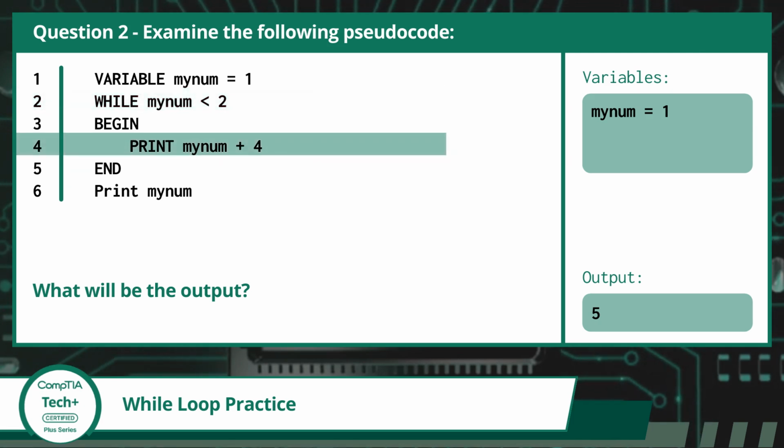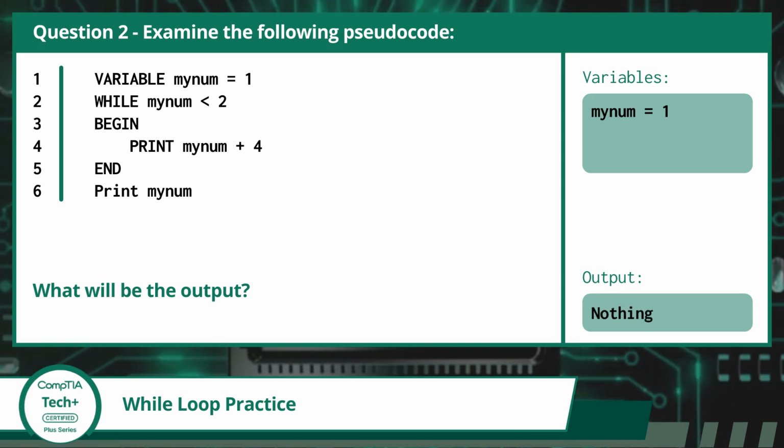In this loop there is only one statement, and that statement has the program output the value of mynum plus 4. This is not a reassignment statement. So mynum will forever remain at 1 and our while loop condition statement will forever evaluate to true. Now, when running a program that encounters an infinite loop, you are likely to see nothing printed as our program will fail. So just disregard the output of 5 we had a moment ago, as the correct answer to this question would be nothing.